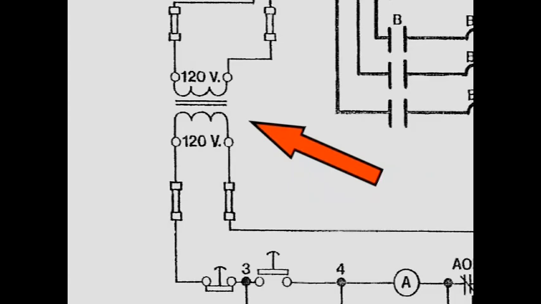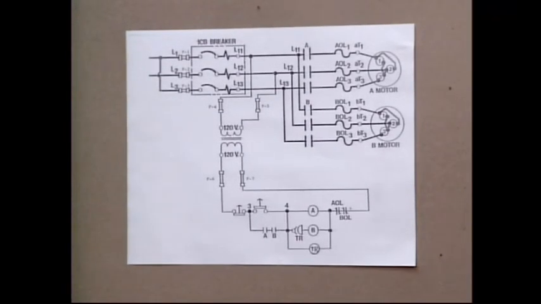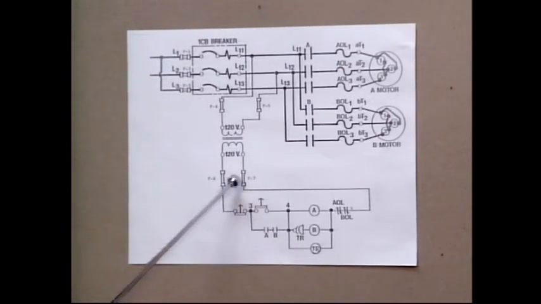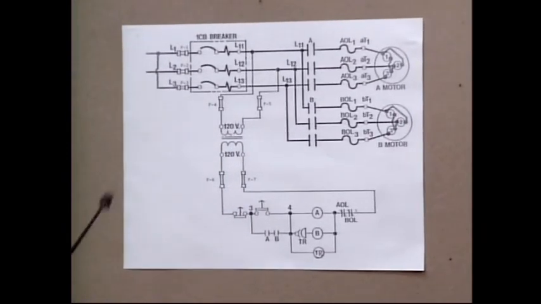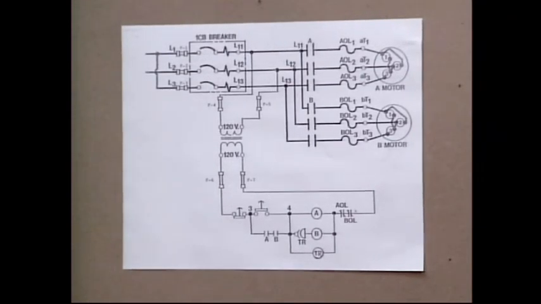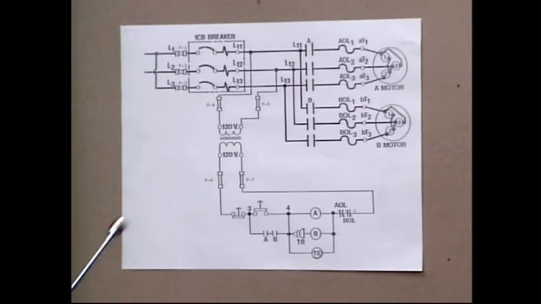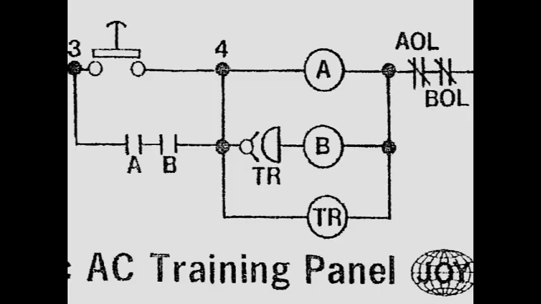Notice it's a 1-to-1 isolation transformer. It's 120 volt input, 120 volts output. You have F6 and F7 fuses, the secondary control fuses. You have a stop switch. It's a normally closed, momentary stop switch. You have a start switch. It's a normally open, momentarily closing. An A coil, which is the actuator for the A contactor. A B coil, which is the actuator for the B contactor.